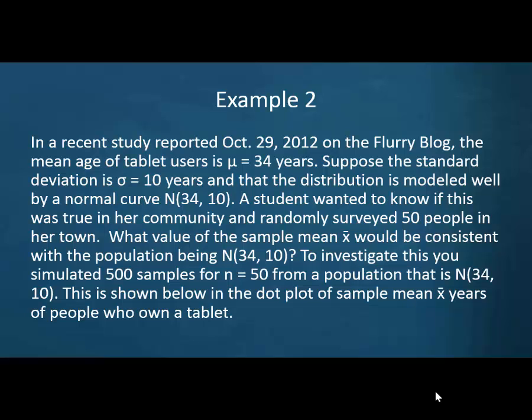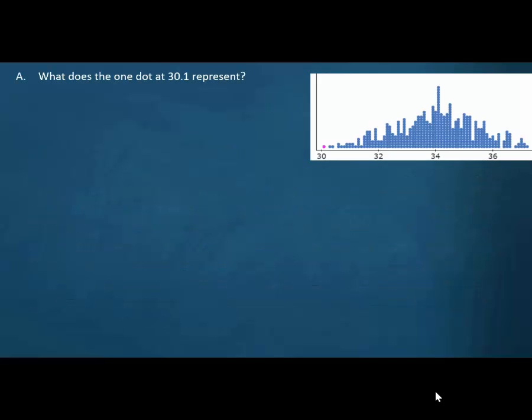To investigate this, you simulated 500 samples for n equals 50 from a population that is normally distributed with a mean of 34 and sigma of 10. This is shown on the next slide in the dot plot of the sample mean x bar years of people who own a tablet. So what does that one dot at 30.1 represent? This is very similar to example 1. One of the 500 simulations resulted in a sample mean x bar of 30.1 years old.